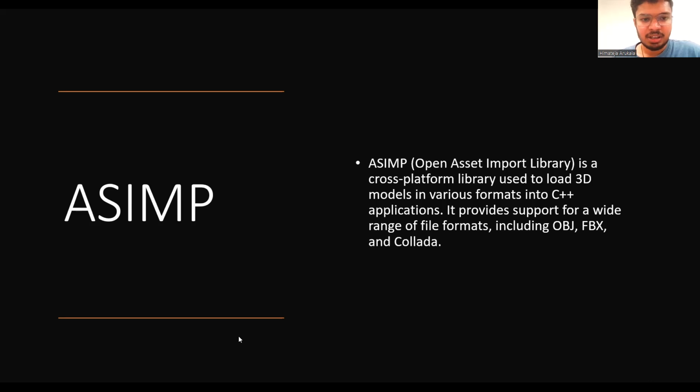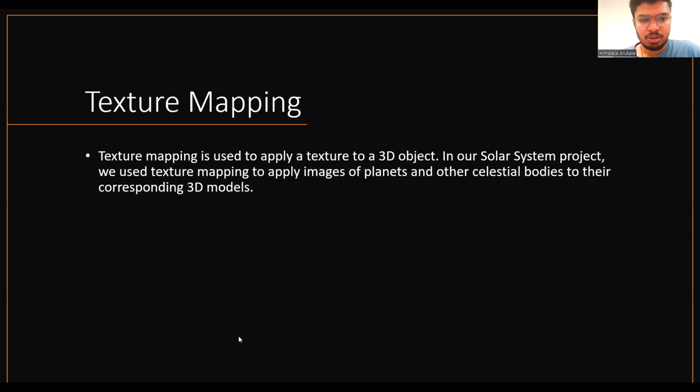And next we discuss texture mapping. Texture mapping is a popular technique used in computer graphics to apply texture to a 3D object. By mapping an image onto the surface of an object, it can be made to appear more realistic and detailed.